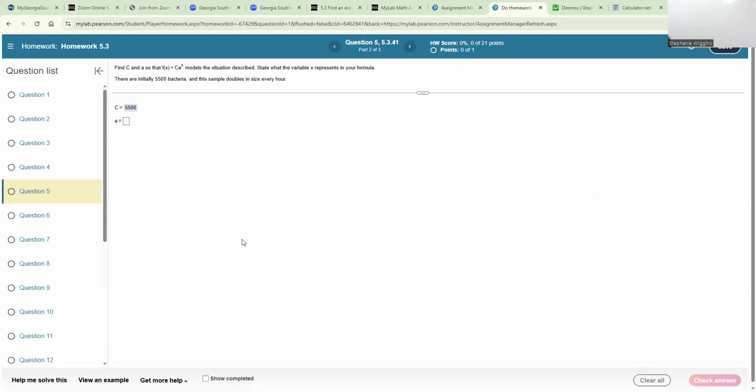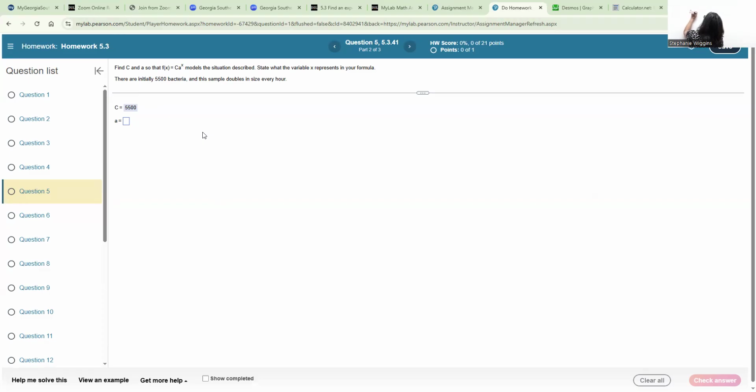All right, now they want us to find a. Well, if you think about it, when x is 1, it says it doubles every hour. So after an hour, you're going to have 11,000. So when a to the power of 1 and your c is 5,500, you're going to have 11,000 equals 5,500 a to the power of 1. Let me just go ahead and write that on the board real quick so I can show you, and then I'll stop sharing my screen.